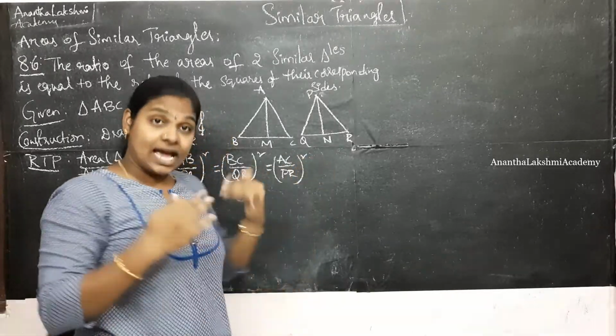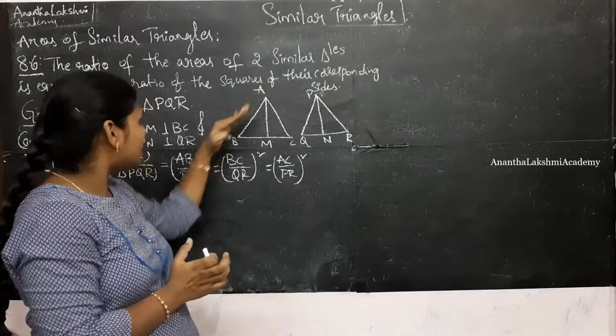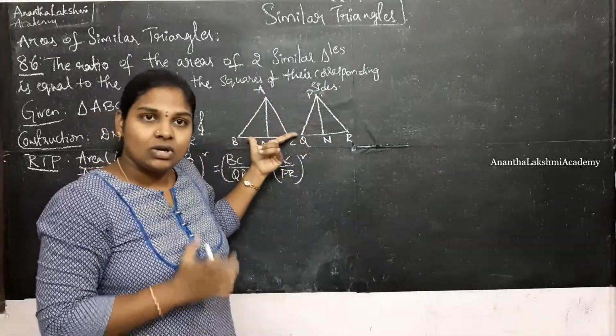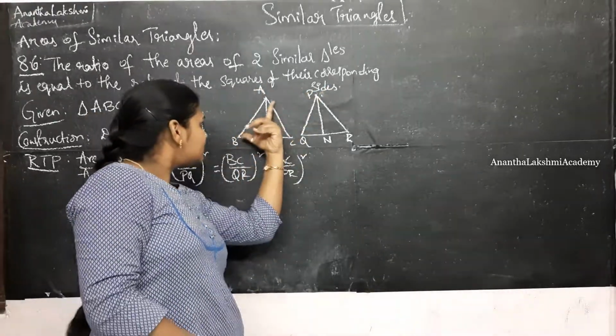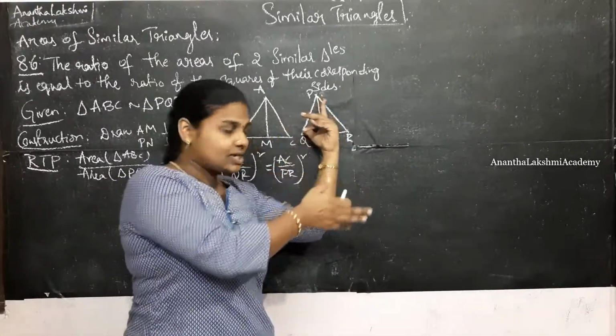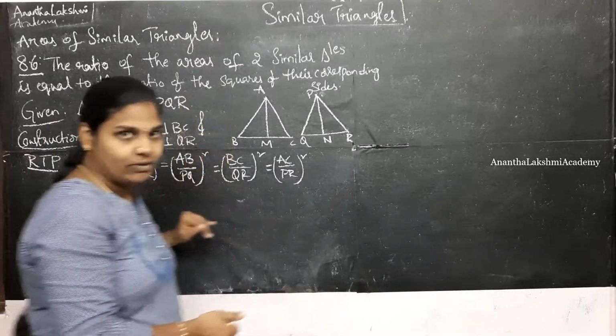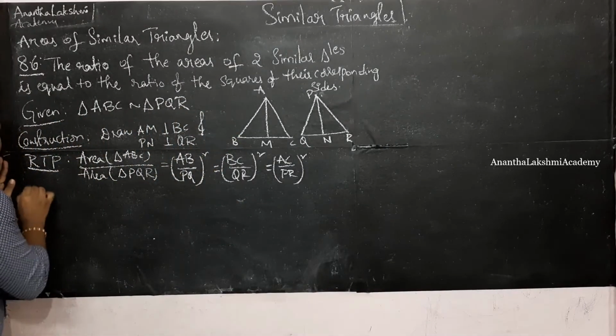That is the reason I asked you to go through the earlier parts. Why did I write AB by PQ? We are looking at the corresponding sides. If you consider this side of this triangle, you need to consider the same side of the other triangle. That's AB by PQ, and that is how we will be writing it. Let's jump into the proof.